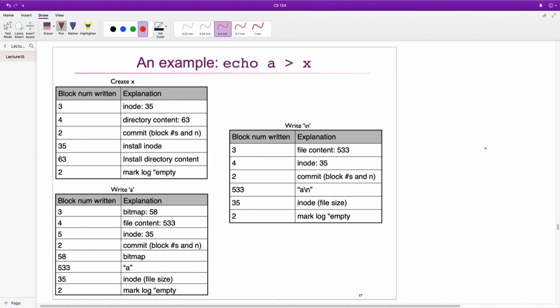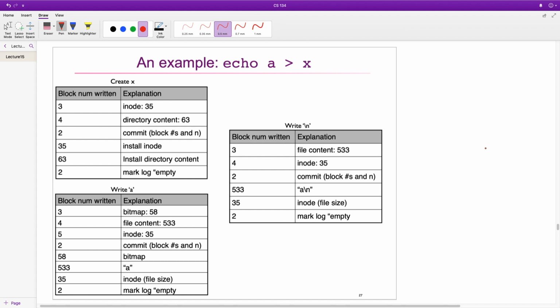Now we write whatever's in block number 3 here. We know from our log header that it's supposed to go to 35, and so we write it into 35. We do the same thing for here. Number 4 goes into 63. We write that, and then we go back and write 2 again.